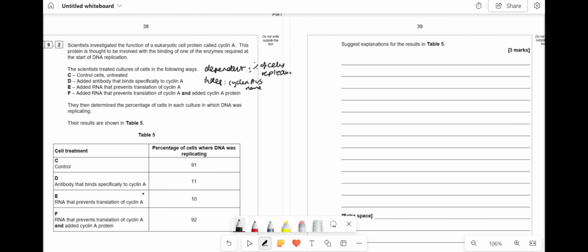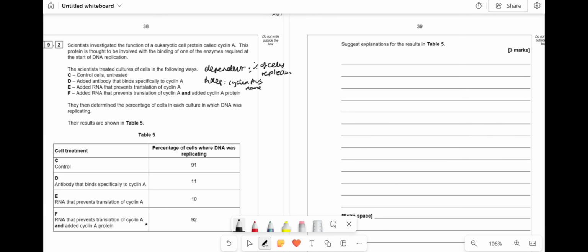In E, they added the RNA that stops it from happening. We can see that also decreases. So these two are suggesting that it's being blocked. However, if you add RNA that prevents the cyclin A, we would expect it to drop down. But then they added cyclin A back in, so it's come back up. So that suggests that cyclin A is clearly somewhat important here, because if we stop it and then add it back in again, it comes back to normal nearly.